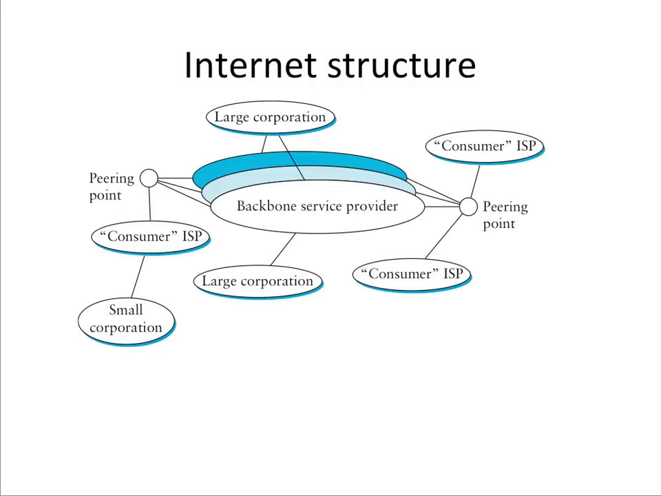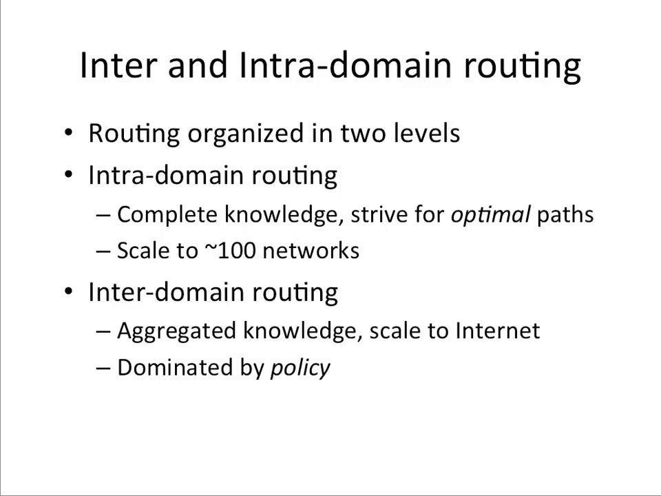So it seems like there are two sets of routing protocols we might need. One, to route packets within these corporations or within these networks or autonomous systems. And another set of routing protocols to just route packets between these autonomous systems. We call them interdomain and intra-domain routing. Interdomain routing would be the protocol that tells us how to route packets between various autonomous systems. And intra-domain protocols tell us how to route packets within a domain or an autonomous system or an organization.